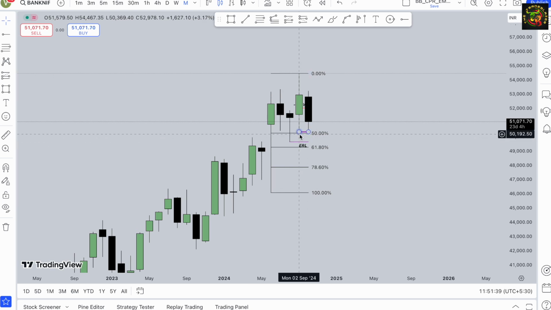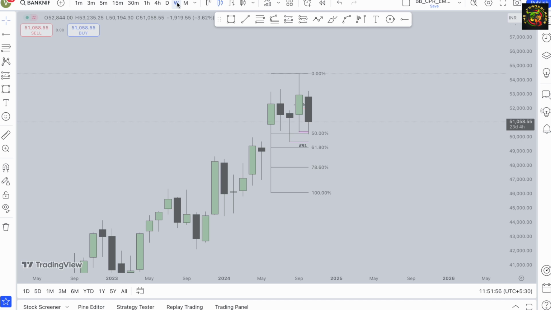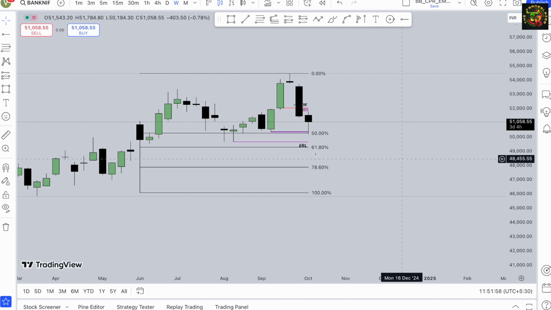Okay, and also this low over here is the low of the previous month as well as the low of the previous week. And you can see this is one more external range liquidity area, the low of the previous to previous month. Let me switch back to the weekly time frame over here.